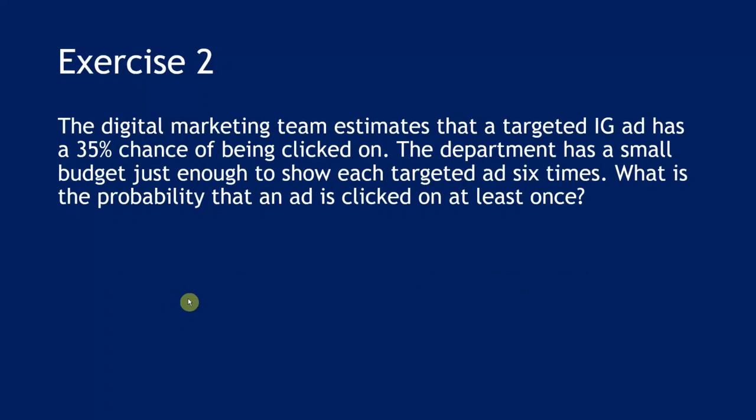The second exercise. The digital marketing team estimates that a targeted Instagram ad has a 35% chance of being clicked on. The department has a small budget, just enough to show each targeted ad 6 times. What is the probability that an ad is clicked on at least once? It's shown 6 times, so it could be clicked on 0 times, 1 time, 2 times, all the way to 6 times, right? So what's the probability that it's clicked at least once?